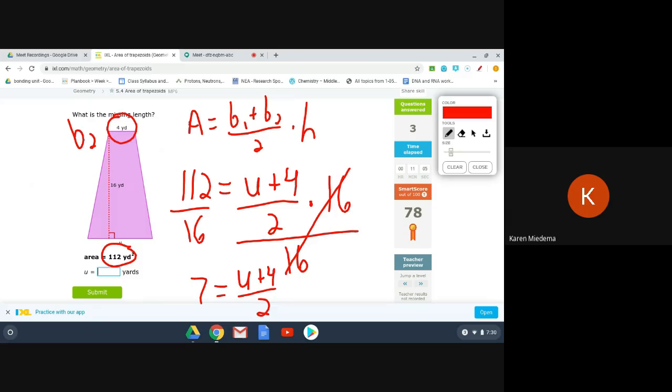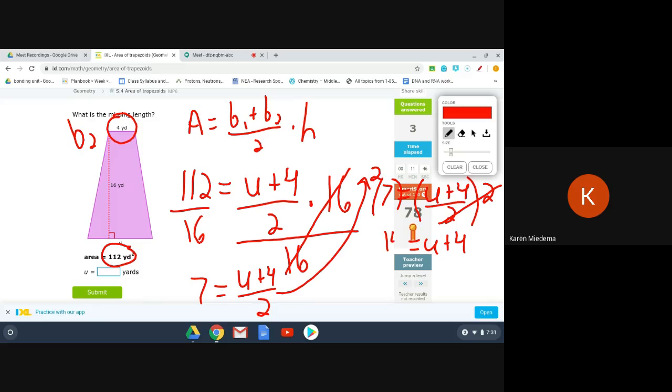Okay, so what I'm going to do is I'm just going to work on the side here over where it says the question and the smart score. So I'm going to transfer this over here. 7 equals u plus 4 over 2. Now if I want to get u by itself, I need to get rid of this divide by 2. Well, the way to get rid of divide by 2 is to multiply both sides by 2. This 2 cancels with that 2, leaving me with the right-hand side of just u plus 4. On the left-hand side, I have 2 times 7. Well, 2 times 7 is 14.